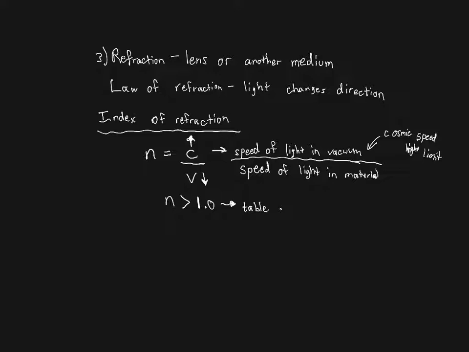And we use this index of refraction to figure out how much light bends using a particular law called Snell's law. Snell's law tells us n1 sine theta 1 equals n2 times sine of theta 2.